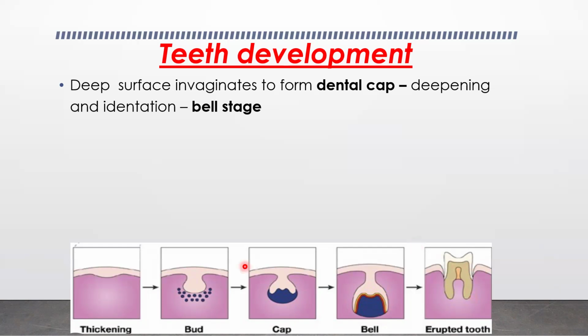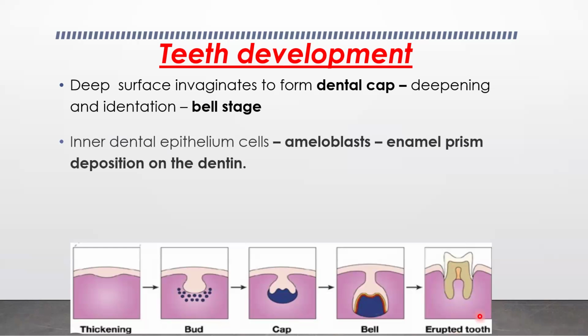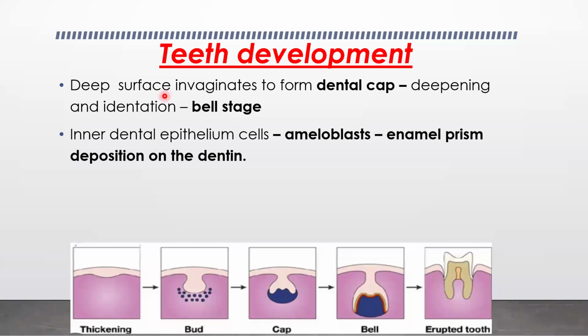So actually, these are the stages. You have the thickening, then you'll have a bud, then you have a cup, then you have the bell stage, and then the erupted tooth. But before then, maybe the inner dental epithelial cells. So here, these inner dental epithelium cells will form the ameloblast.